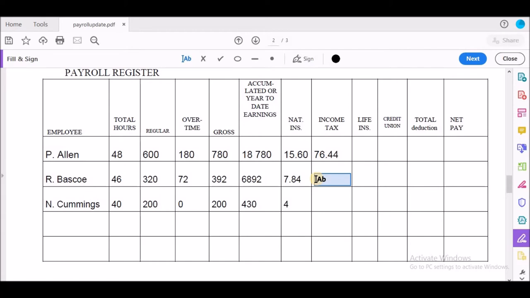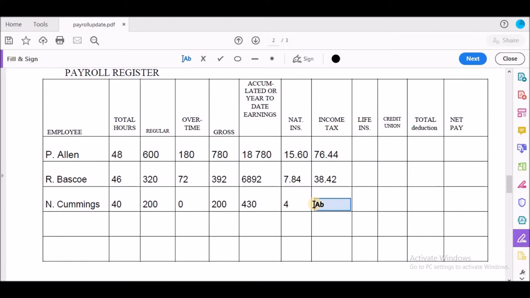Good. Let's do that now for Basco. So it is $392, taking $7.84 from it. You're going to be left with $384.16, and then find 10% of that, and that's going to give you $38.42. You would actually get $38.416, rounding off to two decimal places.